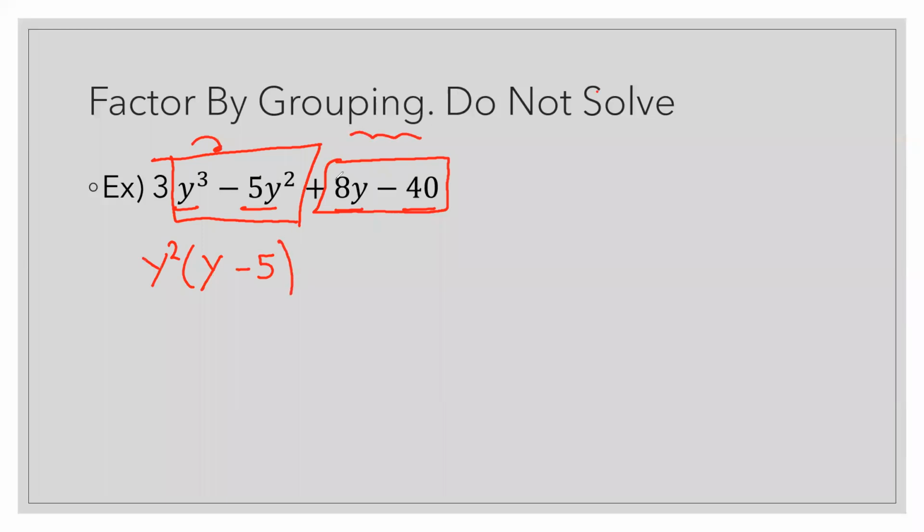Okay, and the second term, 8y minus 40. Can we take out a GCF? Yes, we can. We could take out an 8. So this would be a y, and we need a minus 5 because positive 8 times negative 5 is negative 40. Good.